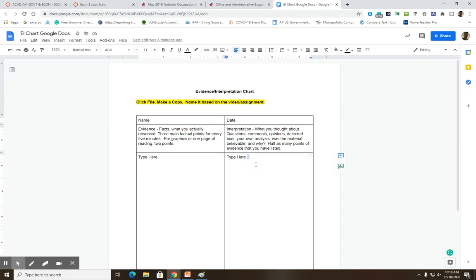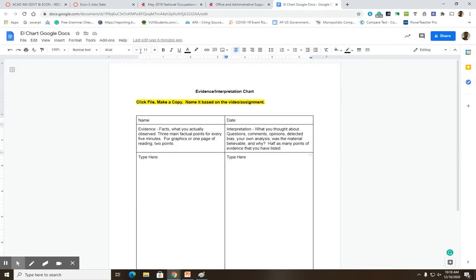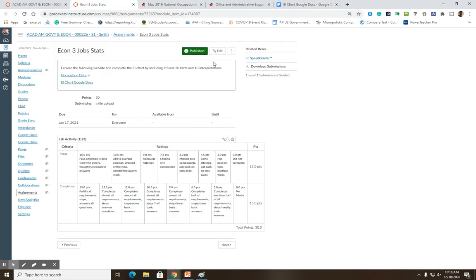And then 10 interpretations. What do you think of this one you see? What do you notice in the trends? What kind of jobs? Obviously, we just mentioned one that you can list on the interpretation side, which is that many of the top paying positions are in the medical field. But what other types of interpretations do you see besides that? And once you enter that into the EI chart, you'll see a submit button in the top right hand corner, and you can go ahead and submit that for the job stats.